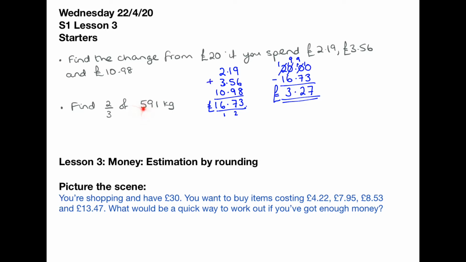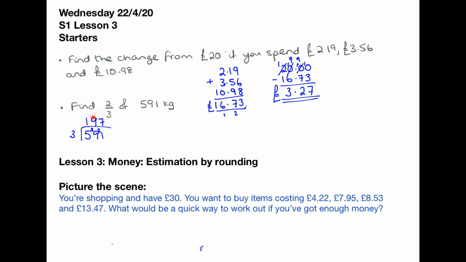If we add up these digits, 5 and 9 and 1, we get 15, and that is in the 3 times table, so we know that our answer is going to be exact. Okay, so we're going to do 591 divided by 3 to start with. So 3 into 5 goes once, with a 2 left over. 3 into 29 goes 9 times, because that's 27, with 2 left over. And then 3 into 21 goes 7 times. So 1/3 of 591 is 197.